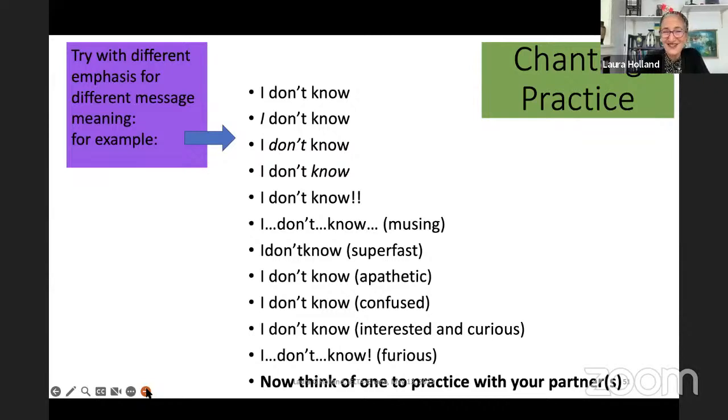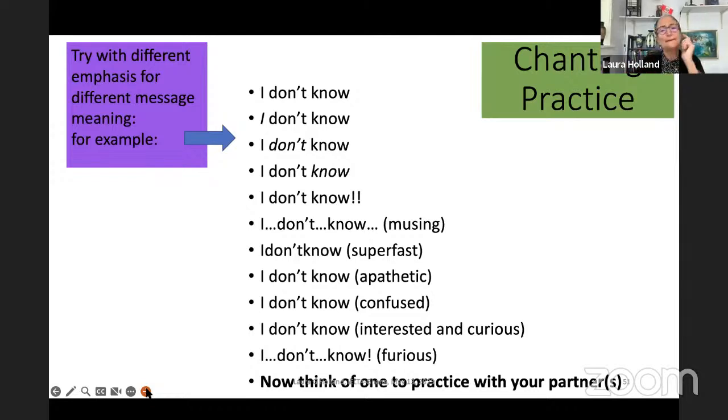You can also do this with your students. Really fun, and my students love this. We try the same phrase, but you try different emphasis for different message meaning. So everybody try this at home. Repeat after me. I don't know. Okay. I don't know. But I don't know. Maybe she does, but I don't know. Or I don't know. You think I know, but I don't know. Or I don't know or understand or anything.